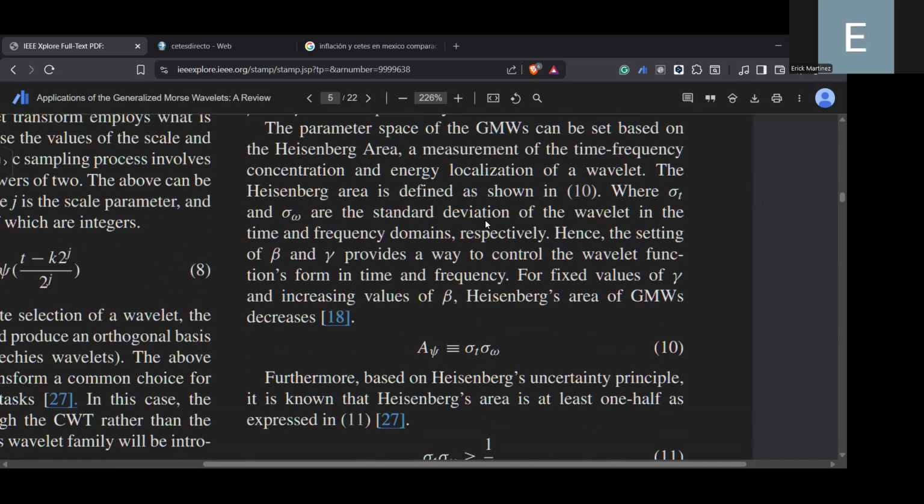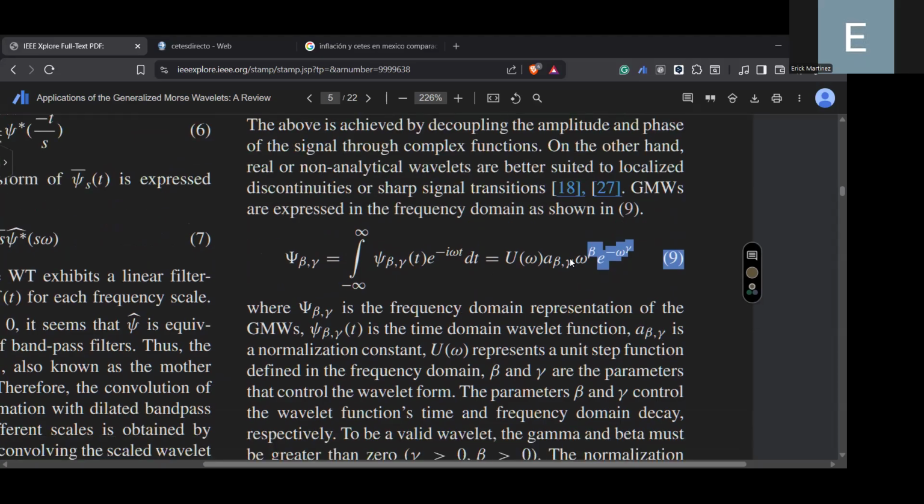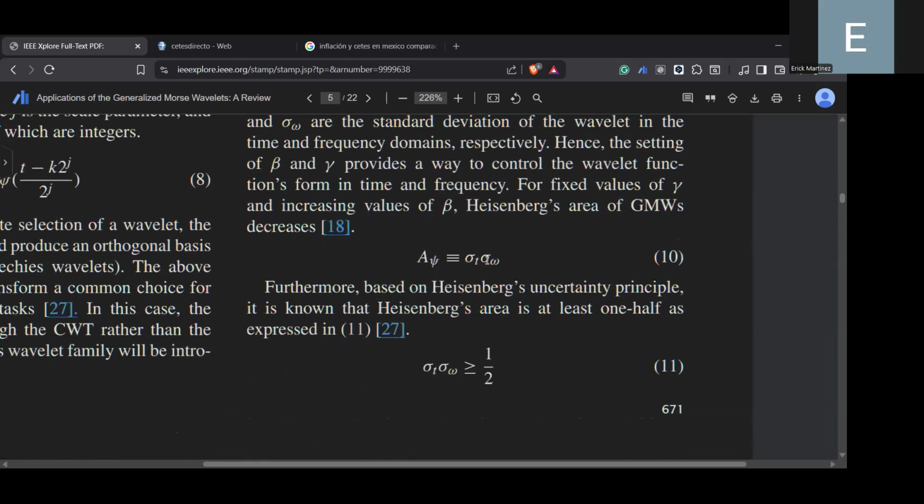And also, another way in which we can characterize the generalized Morse wavelets is by using a metric called the Heisenberg area. The Heisenberg area can be computed by considering the standard deviation of the function in the time and frequency domain. We are basically multiplying the dispersion of the same function, but in the different variables, the time and the frequency domain. Basically, this Heisenberg area is a metric that tells us the degree of energy concentration of the function in both domains. The lower, the better.